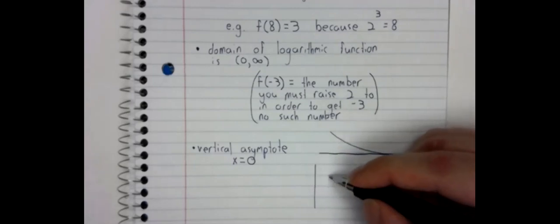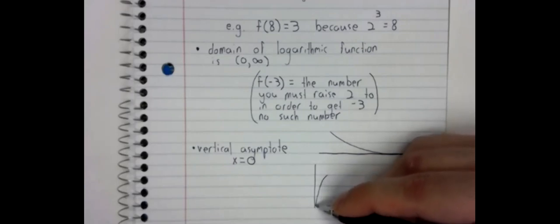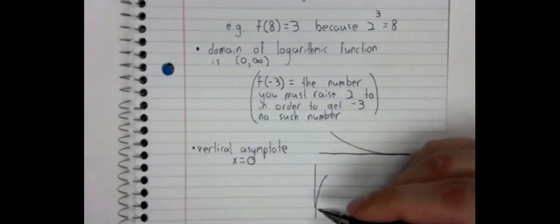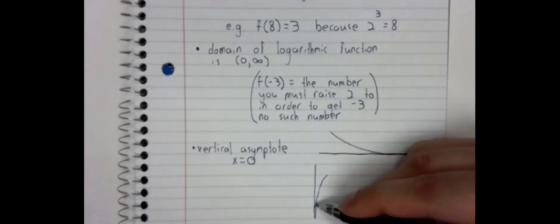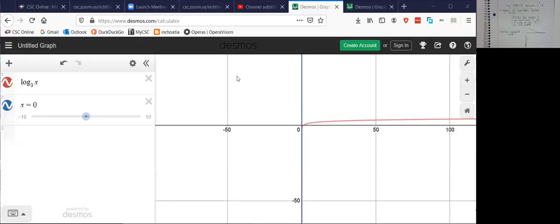So the graph seems to merge into this vertical line, but it never actually hits the line. It gets closer and closer, and they become visually indistinguishable, but we never actually hit the vertical asymptote.